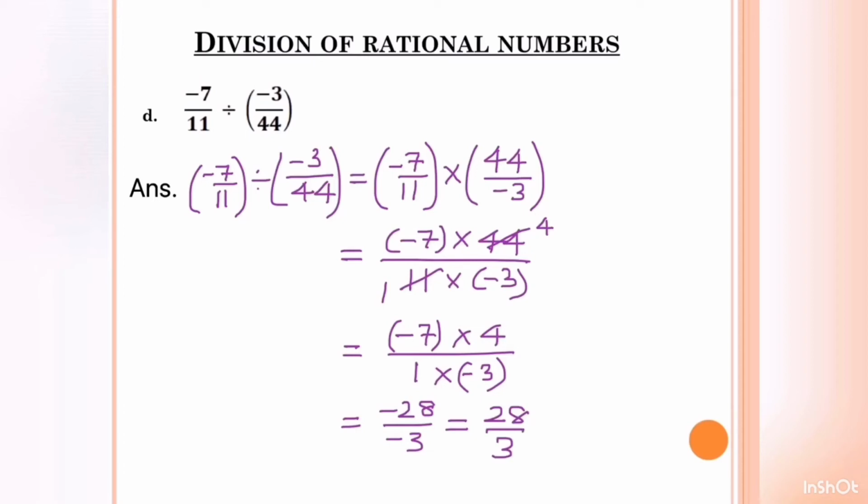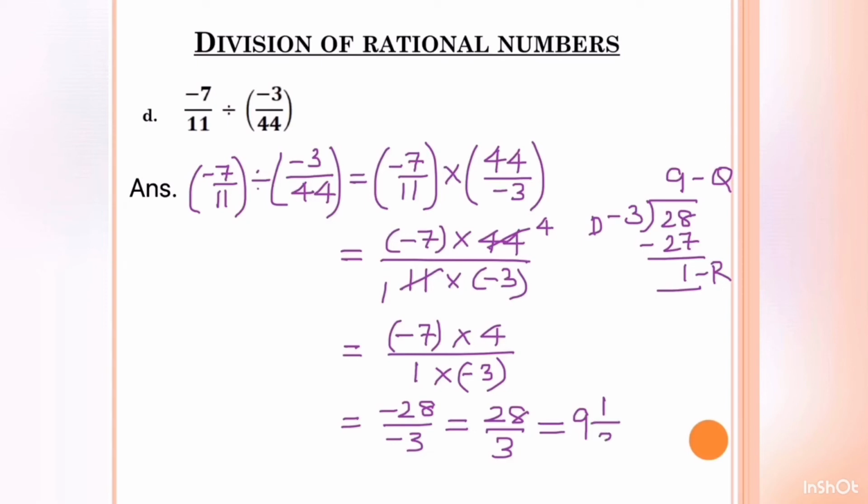Since 28 by 3 is in improper form, let's convert it into mixed form. So 28 divided by 3. 3 times 9 is 27. Let's subtract it. Remainder is 1. So we are going to write it in the form of Q R by D. So 28 by 3 is equal to, Q is 9, R is 1 and D is 3. So 9 1 by 3 is the answer.